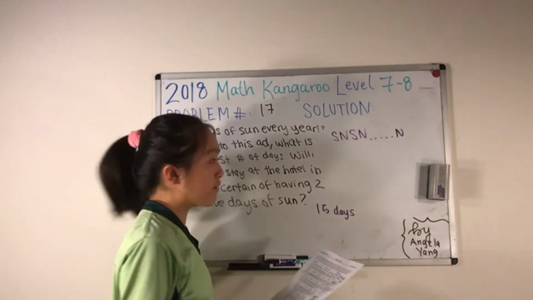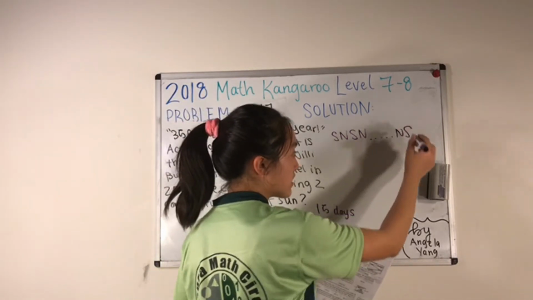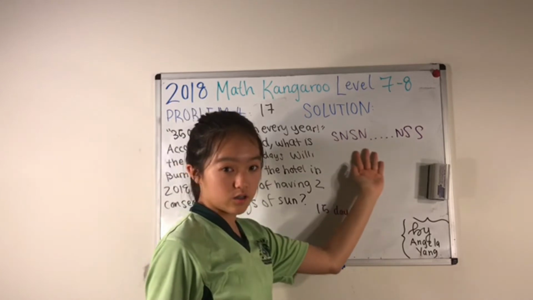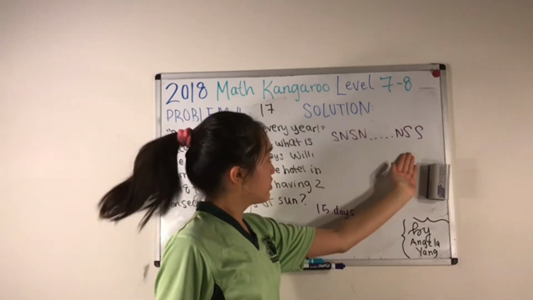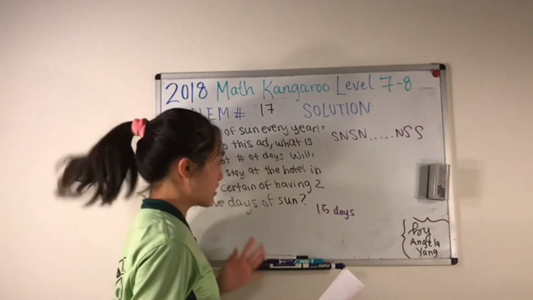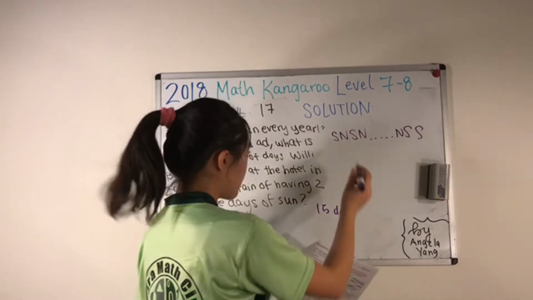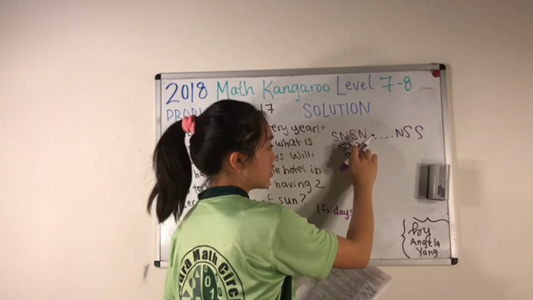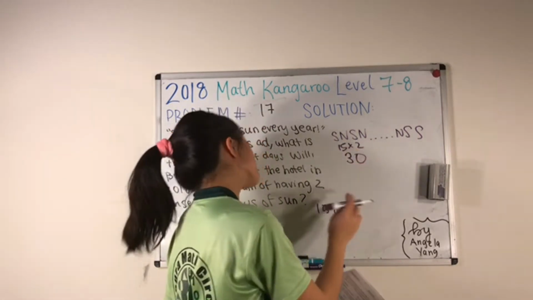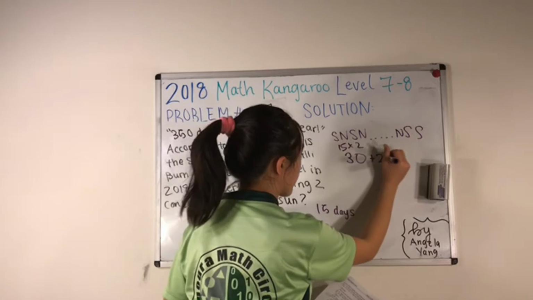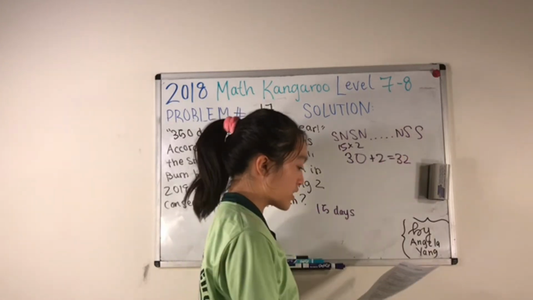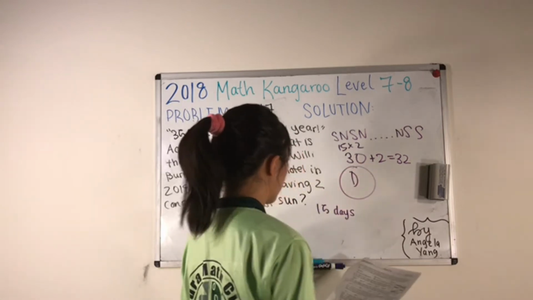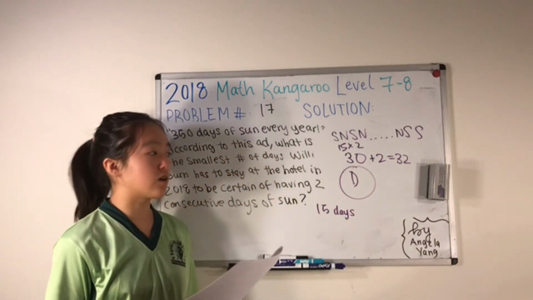So that means we have to add on 2 days, because now it has to be sun and there has to be another sun, because there's no more rain, there's no more days of no sun left. So that means we just do 30, because 30 is 15 times 2 and there's 2 different outcomes each day. So 30 plus 2 equals 32. So our answer is that Willie Byrne has to stay D, 32 days in order to be guaranteed 2 consecutive days of sun.